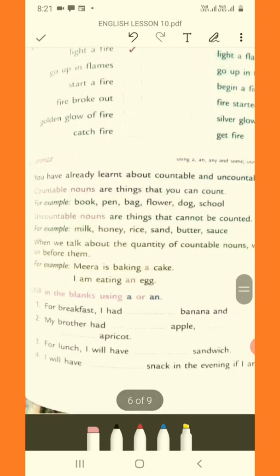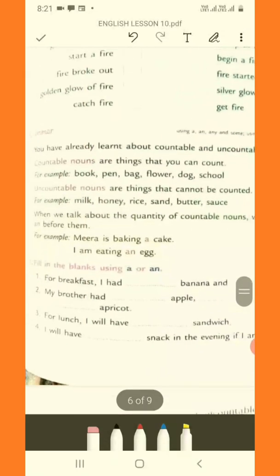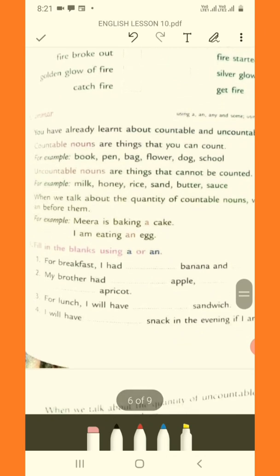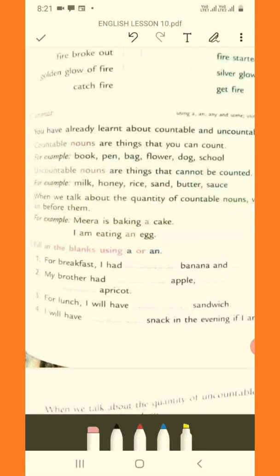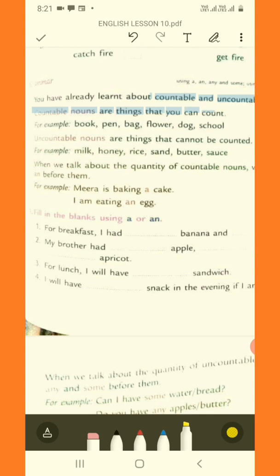Okay. Grammar. We have already learned about countable and uncountable nouns, right? Things that can be counted are called countable nouns. Examples: book, pen, bag, flower, dog, school. Uncountable nouns are things that cannot be counted. Here, I suggest you open your book for clear visibility. See, countable nouns are things that can be counted. Examples are also given here: book, pen, flower, dog, school, etc. Right? Then uncountable nouns. What are uncountable nouns?